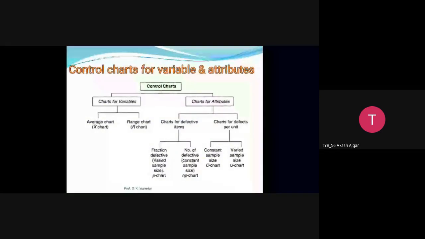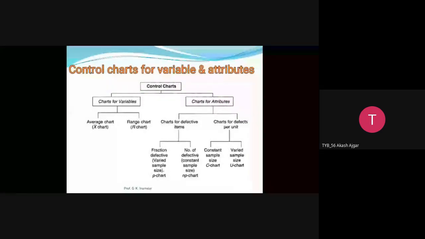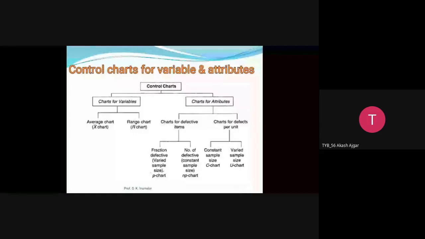Okay, so control charts for variables and attributes. We have currently seen what is meant by control charts, what is the purpose of control charts, and some benefits regarding control charts, how we control the values between the upper limit and lower limit. Now we have to see the control charts for variables and attributes.